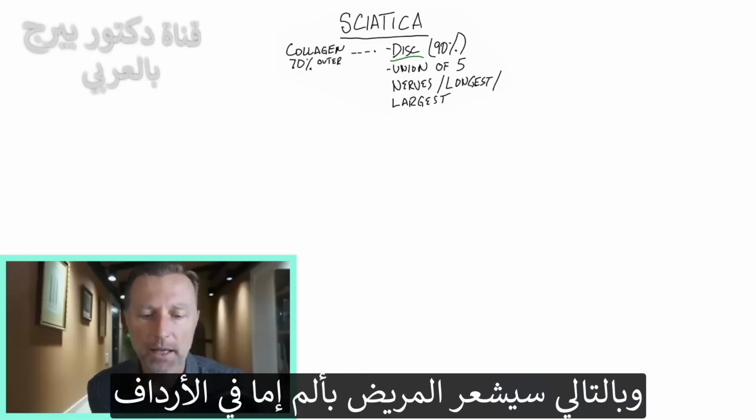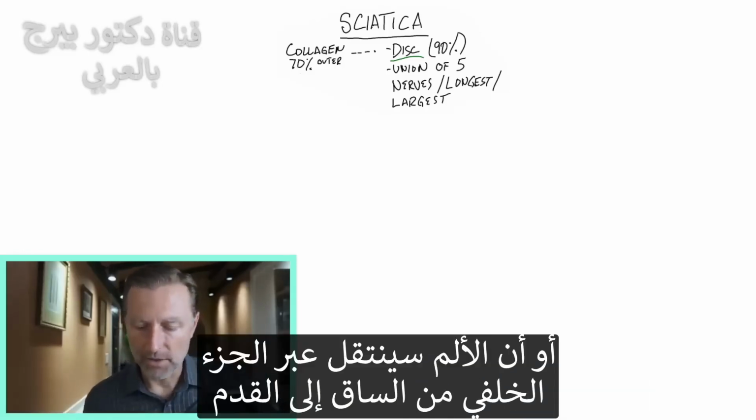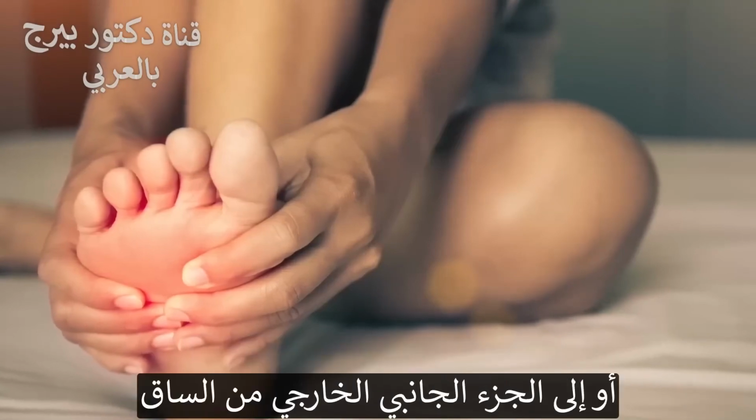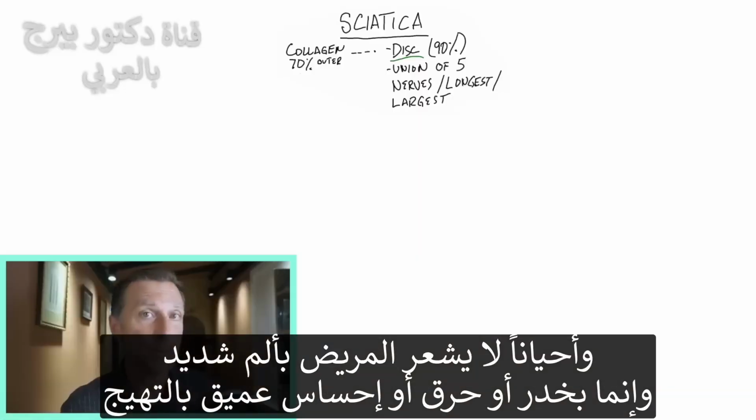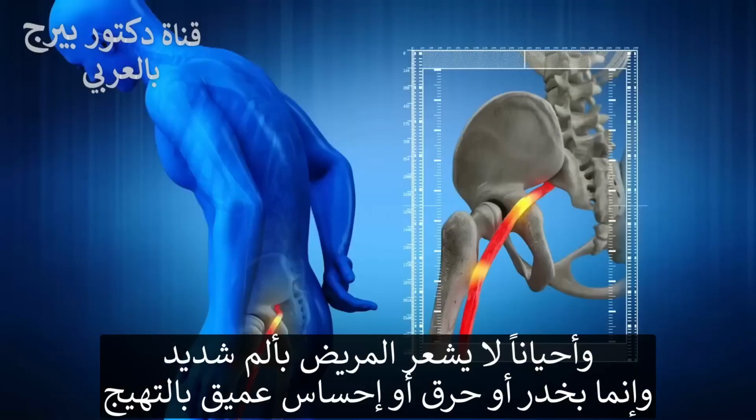Then you'll have pain either in your butt or it travels down the back of the leg all the way down to the foot or the outer part of the leg. And sometimes it's not just severe pain. It could be numbness, it could be a burning, it could be a gnawing, like a deep, irritating type of sensation.